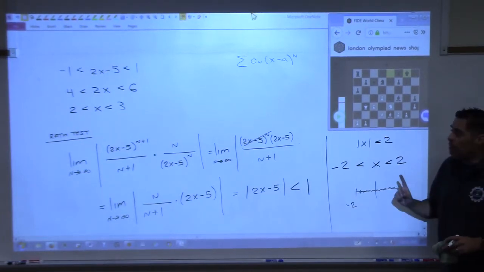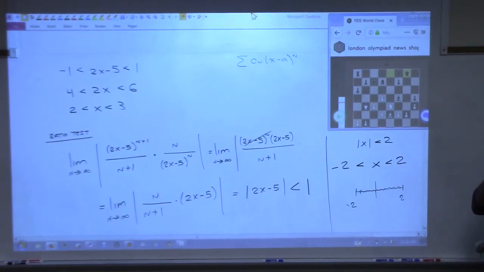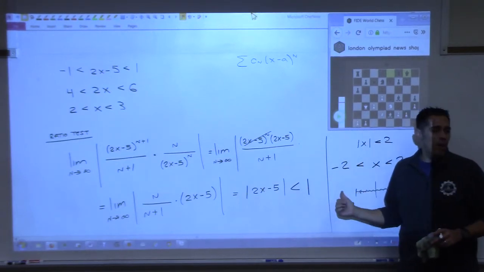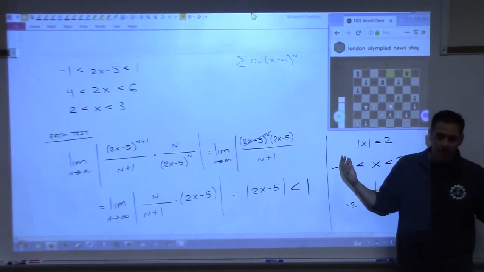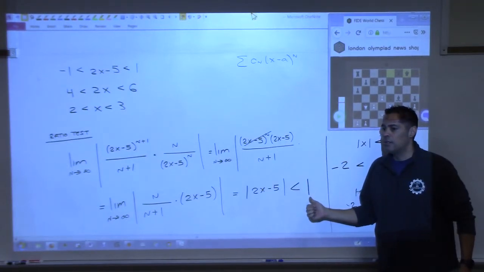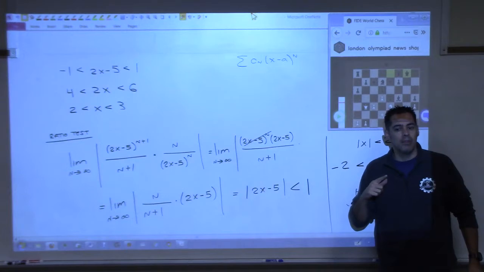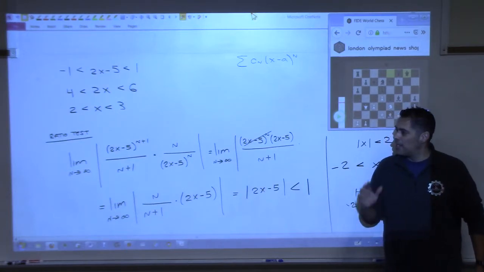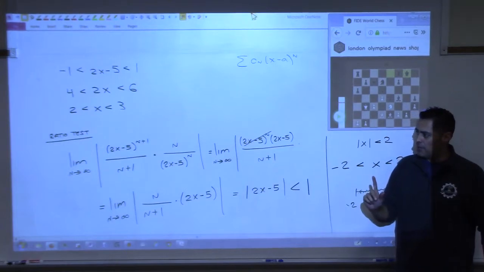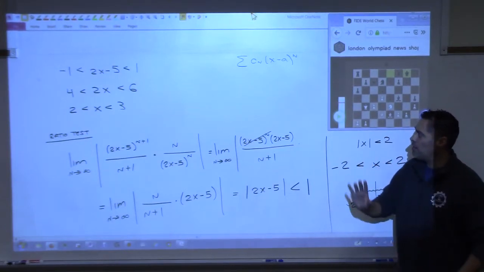Okay, we have one more thing to consider. What if the absolute value of this was bigger than 1? What would happen? It would diverge. But what happens if it's equal to 1? The test failed, right? The test fails.